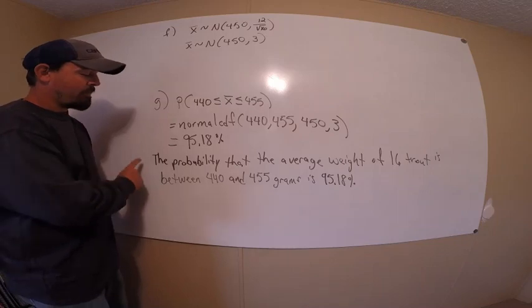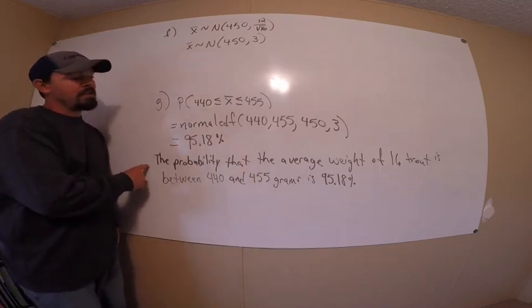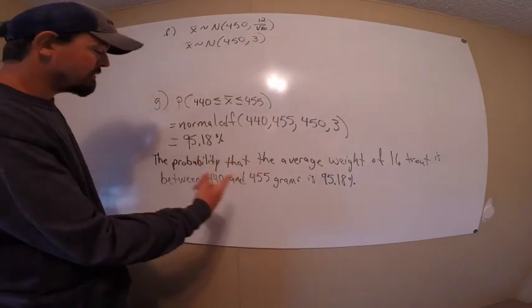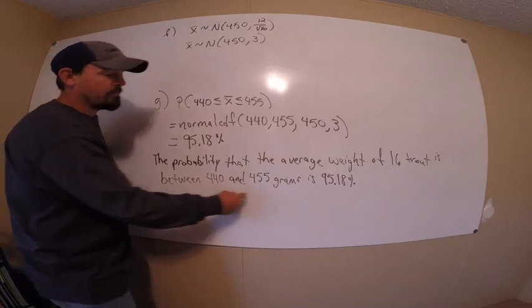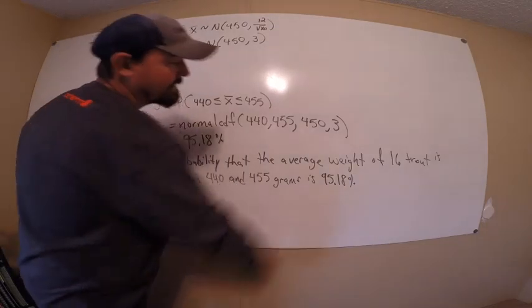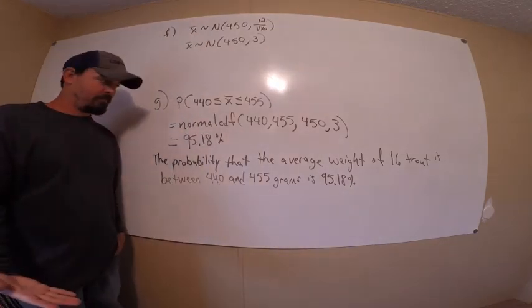If I want to put it in a sentence, the probability that the average weight of 16 trout is between 440 and 455 grams is 95.18%. It's that simple.